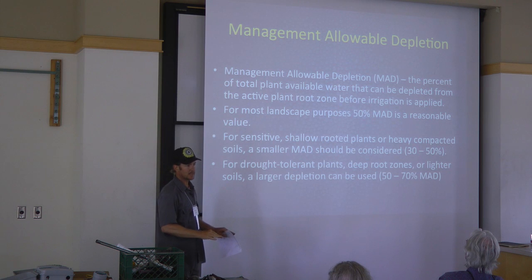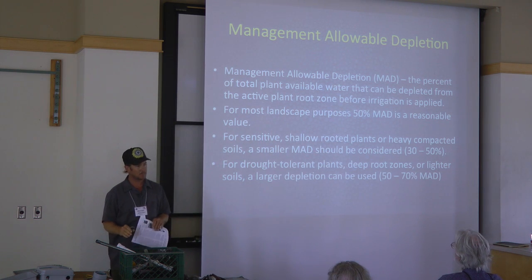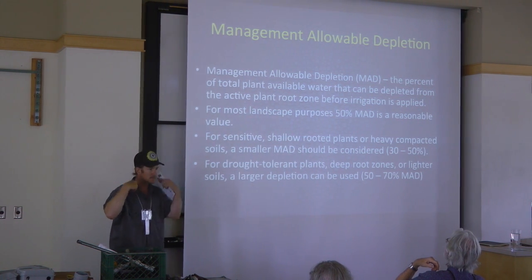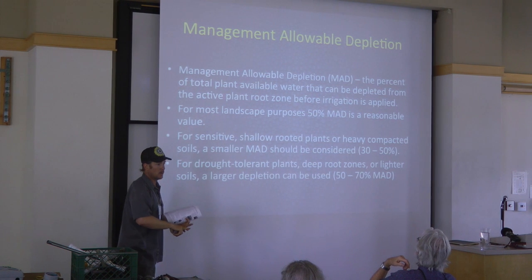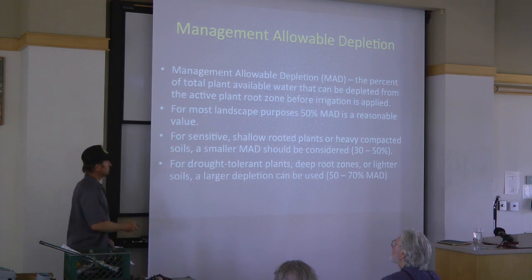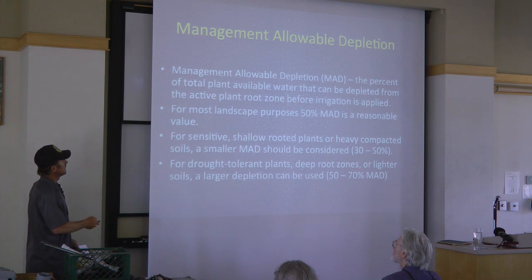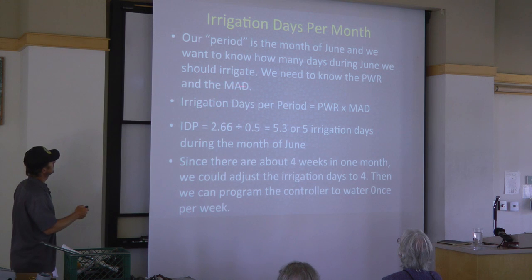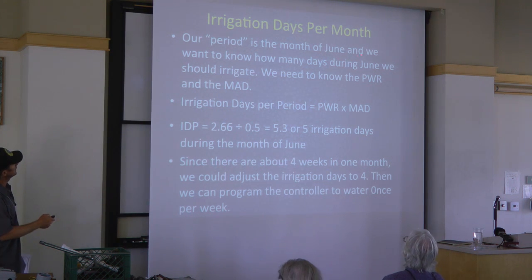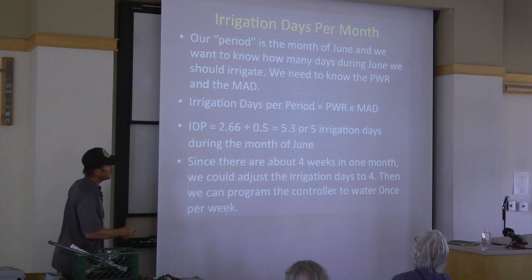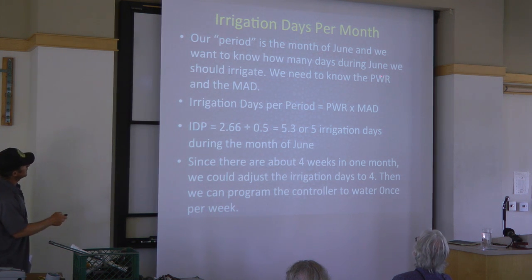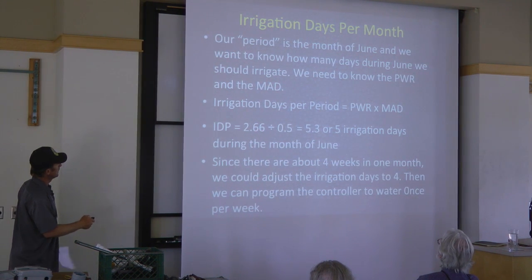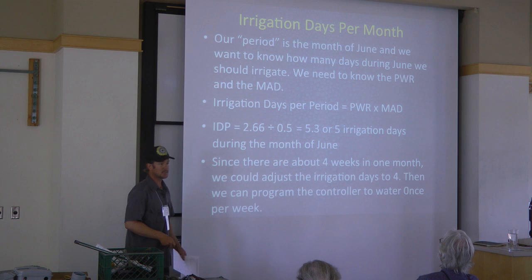So what we're doing here is calculating a lot of stuff, and then you're going to go out to your landscape and do ground truthing and verify and adjust as needed, but at least you're thinking about all these different things: my plant size, my soil type, the root zone, the weather. So you're not just making wild guesses about how you're irrigating. You're making informed decisions. So our period is the month of June, because now we want to figure out how many days we really need the water. We need to know the plant water requirement and the management allowable depletion. There's your formula for that. You just multiply them together. So where did I get 2.66?